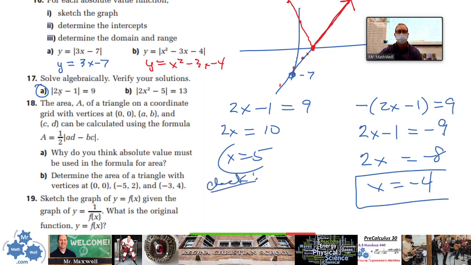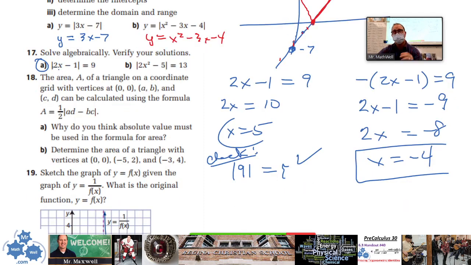So 2 times 5 minus 1 is absolute value of +9. Does that equal 9? Yes. What about -4? 2 times -4 is -8. -8 minus 1 is -9. What's the absolute value of -9? Well, it is a regular old +9, so that works as well. Both of these are solutions.